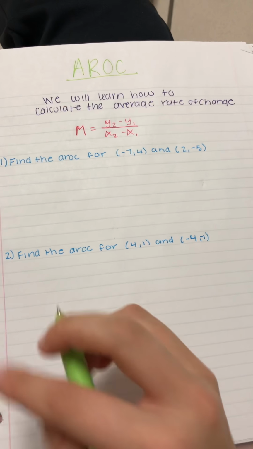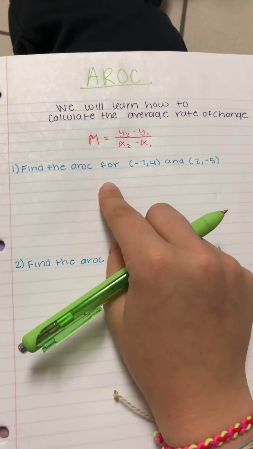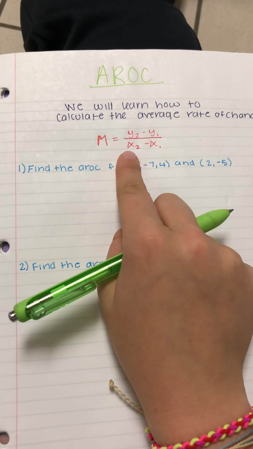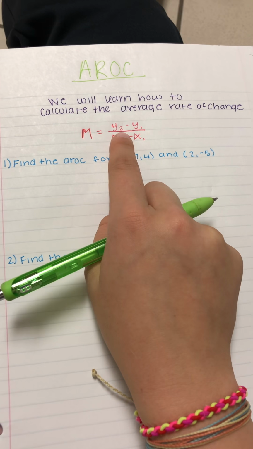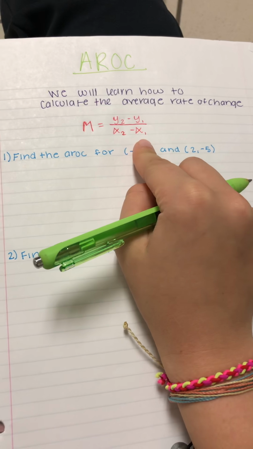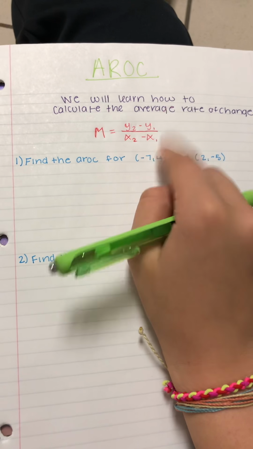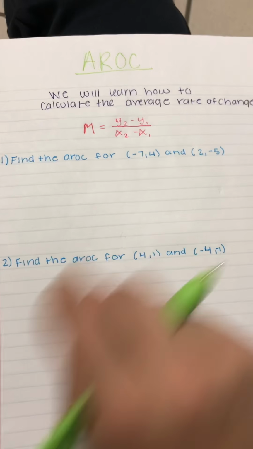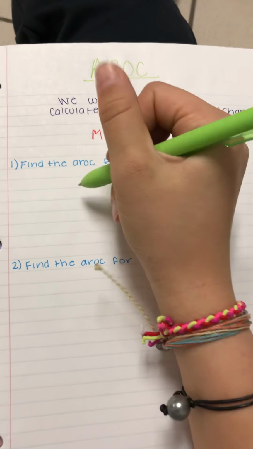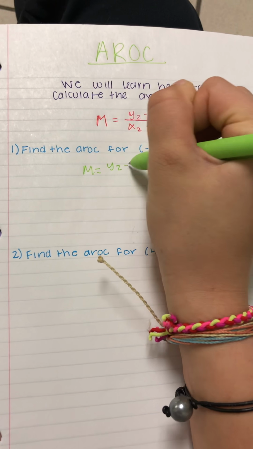So now we will learn how to calculate the average rate of change, which is the AROC. So this is the formula. It's m equals y2 minus y1 over x2 minus x1. Okay, so we'll start with problem 1. First, we're just going to write the formula down here.